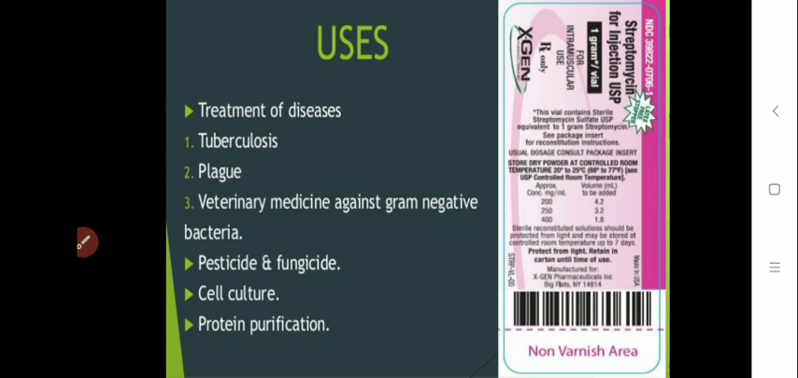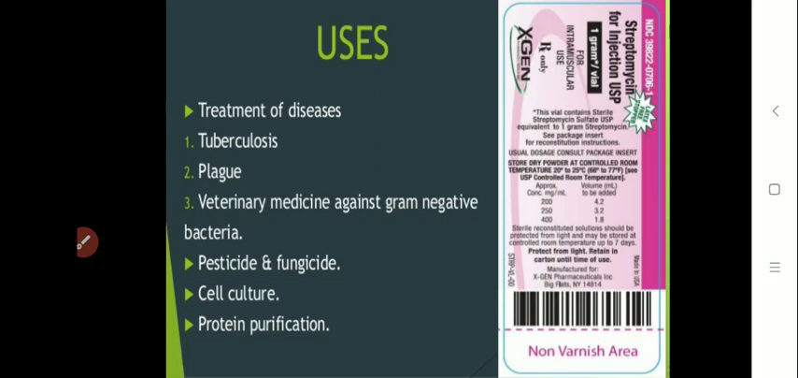So here we complete the production of streptomycin. Then what are the uses of streptomycin? It is basically used in the treatment of various diseases, as streptomycin is a broad spectrum antibiotic. It is used for the treatment of diseases caused by gram positive as well as gram negative bacteria. Basically, it is used against tuberculosis, plague, and veterinary medicines against gram negative bacteria.